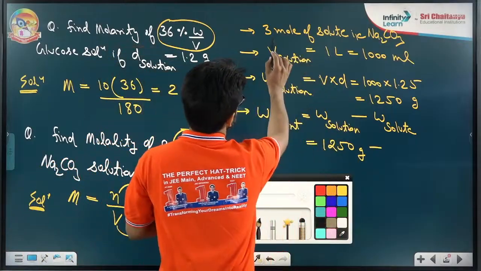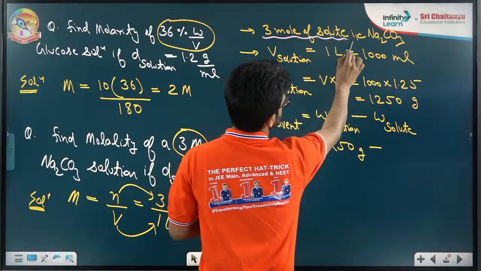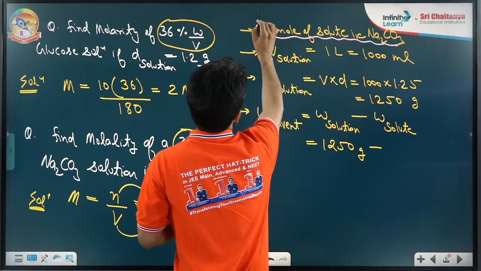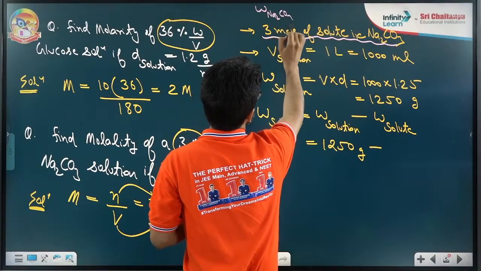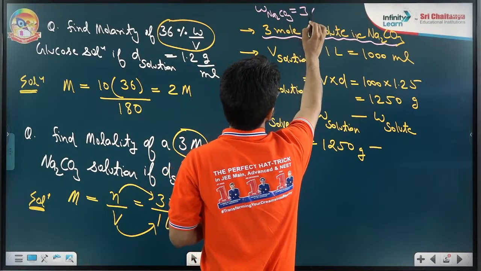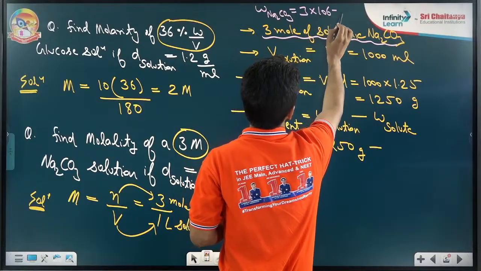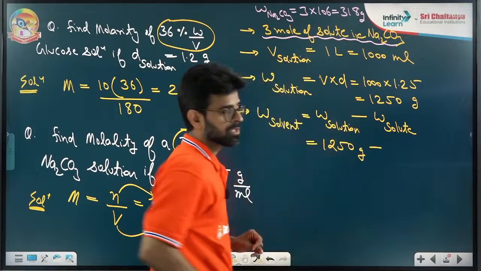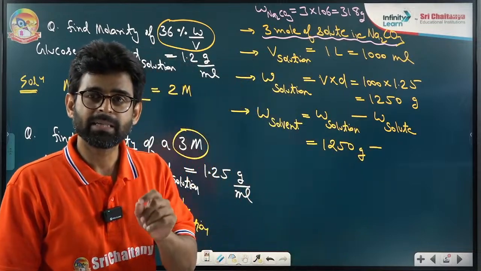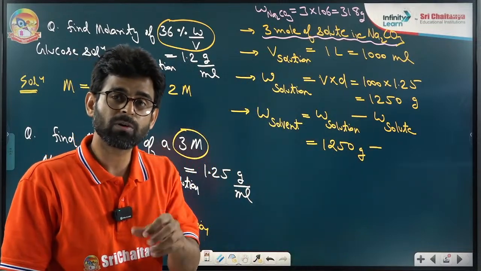I am having 3 mole of solute. What is the solute? Na2CO3. Can I find the weight of Na2CO3? Yes, we can find it very easily. Mole into molar weight, that is 106. So from here we are having 318 gram. So 318 gram is the mass of solute because we have 3 mole of solute.